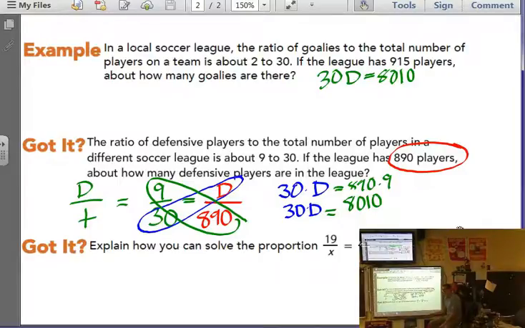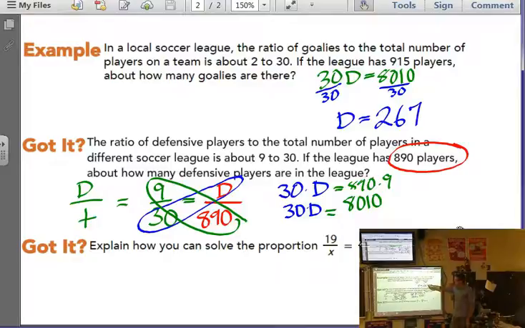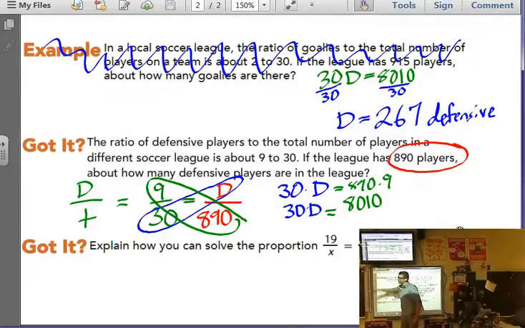Yeah, we divide by the number that's attached to our variable. So we divide by 30, and this gives me 267. So this is not that problem. I just moved it so that anyone watching the video can see. Then, the last thing to discuss, how would we solve this proportion in the got it? Cross multiply, divide to solve.